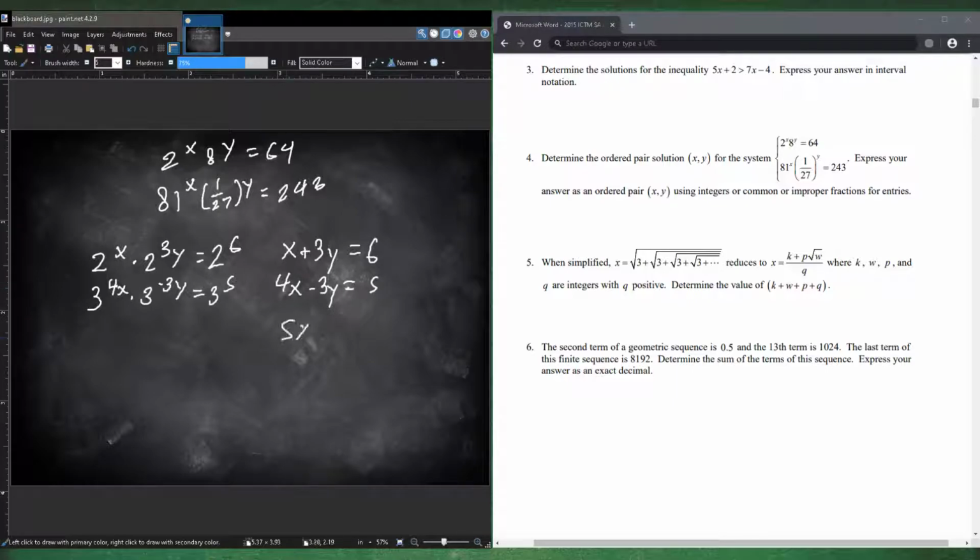Add them together, so that's 5x equals 11. So x equals 11 over 5. Plug this back into this one, so we get 6 minus 11 over 5, which is just 30 minus 11 over 5. So that is 19 over 5 divided by the 3, which is y equals 19 over 15. So that gives us our ordered pair for xy.